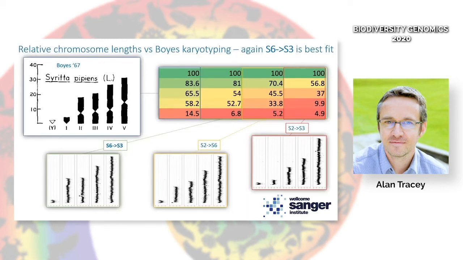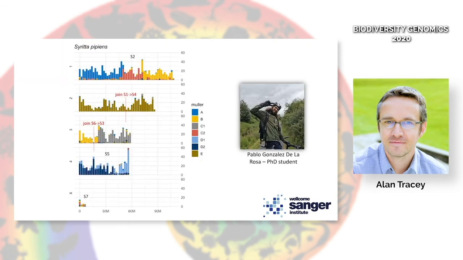Furthermore, if we compare the relative sizings from Bowie's with relative sizings from each of the 3 join possibilities given by synteny evidence, we can see that S6 to S3 gives the best fit, an additional piece of supporting evidence. Pablo has run some analysis of BUSCO genes linked to Drosophila Muller elements in Diptera, including the new S. pipiens assembly.